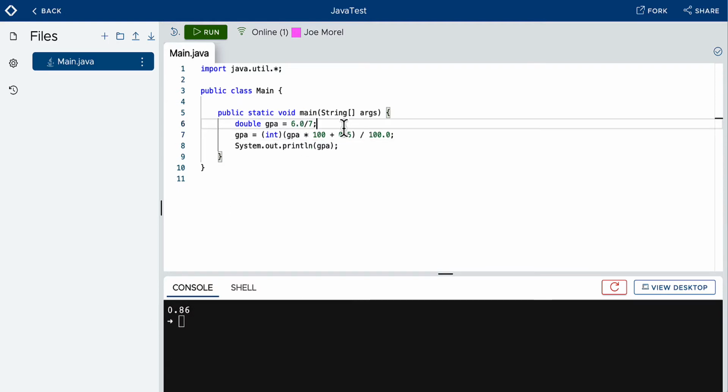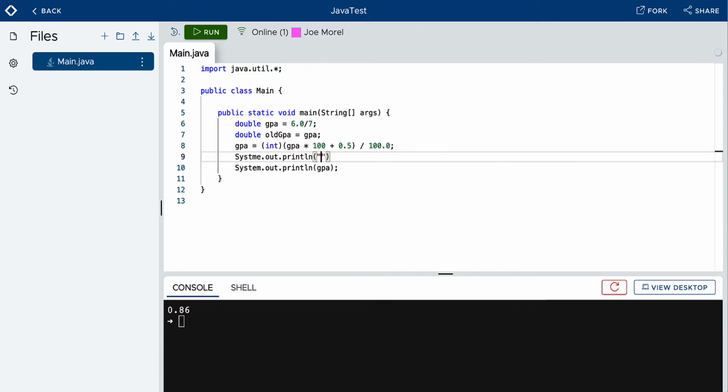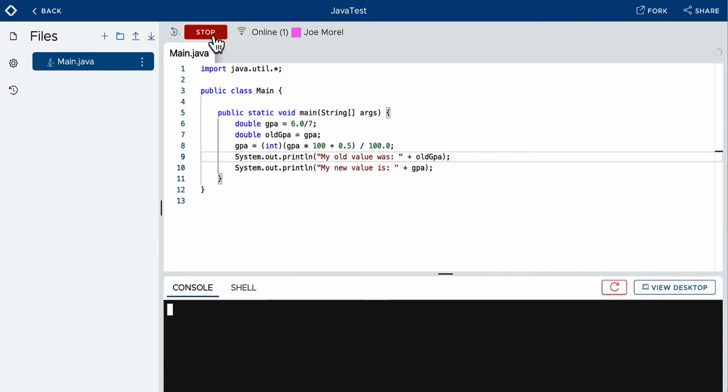I will add a little bit of fun code in here. So we'll capture the old GPA, store that for later on, and we'll go ahead and just output these both to the command line just so you can see it. My old value was blah, my new value is blah, and you'll see that I have an error here. Let's see if anybody sees it. Yep, misspelled System. So let's go ahead and try that again. There you go. So we've got the original value and the value rounded.